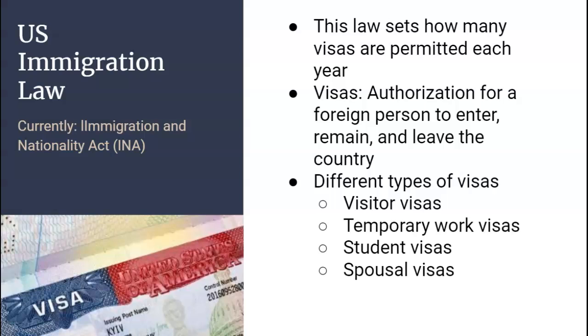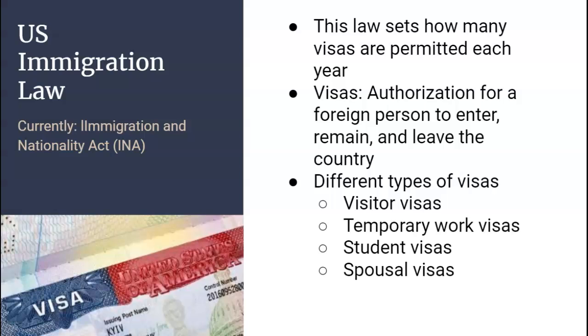So the U.S. immigration law, currently it's called the Immigration and Nationality Act. Please excuse my typo on there. I put two I's. It's called the INA. So this sets a law on how many visas are permitted each year.